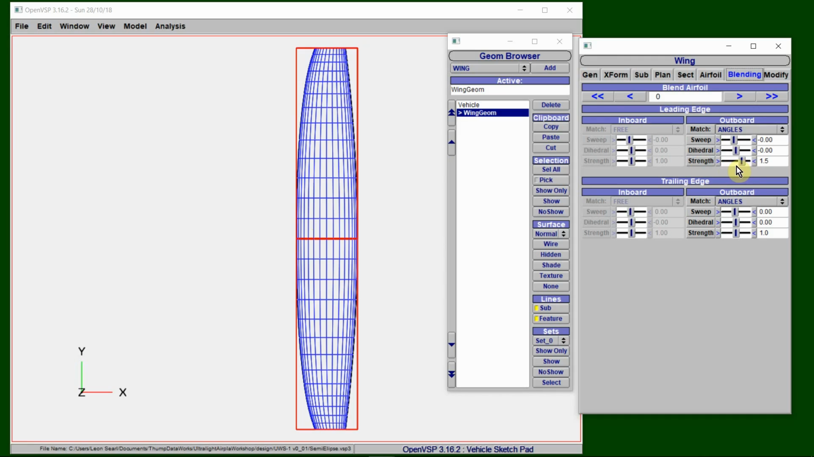This strength number will cause it to extend out farther before it starts curving. So I played around with these numbers and I ended up with a strength of 1.5 for this leading edge so that it has the curve go out a little bit farther before it comes in. But I reduced the strength on the trailing edge to 1 so that it has a very gentle curve along just about the whole trailing edge. So it's almost straight. Well, let's get to do some analysis on this wing.